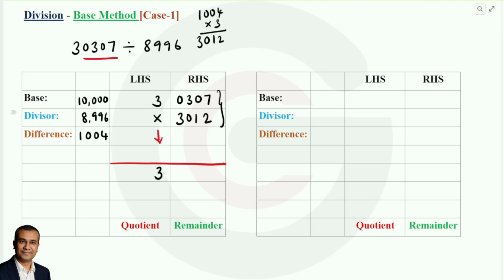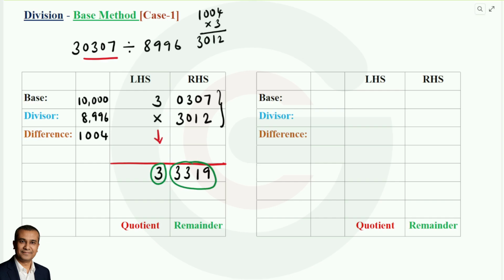Now add these two numbers. 7 plus 2 is 9, 1 plus 0 is 1, 3 plus 0 is 3, 0 plus 3 is 3. So when we divide 30,307 by 8,996, we get quotient as 3 and remainder as 3,319.